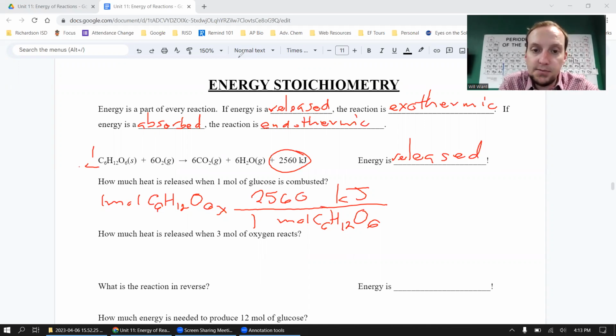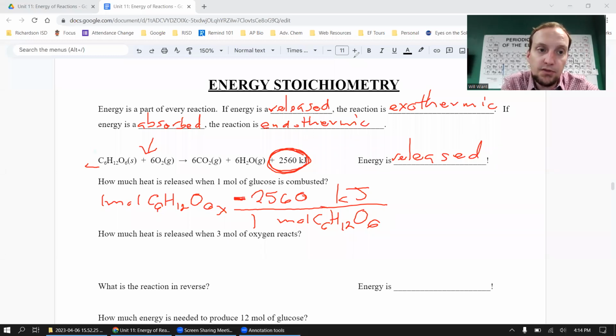Now, what is going to be a little bit different is I'm going to make it negative. Why am I going to make that negative? Because, like I told you before, the energy is being released. Energy is on the right side of the arrow, therefore it's being released, so this has to be negative. If kilojoules was on the left side of the arrow, if it was over here, then I would make it a positive value because it would be absorbed.